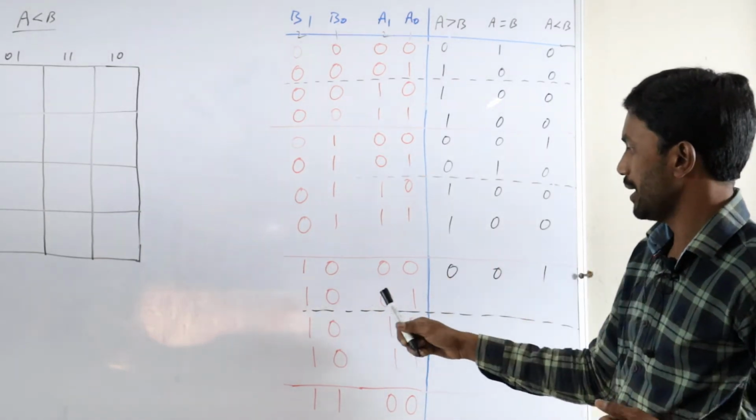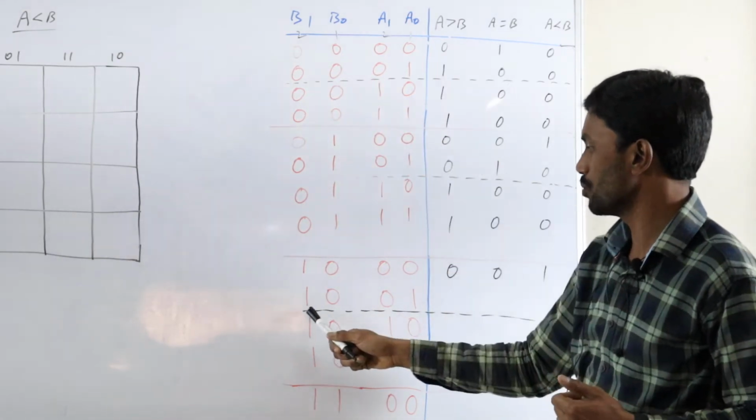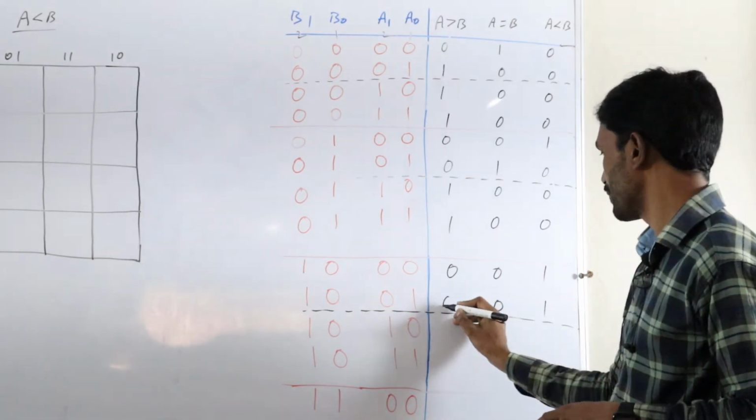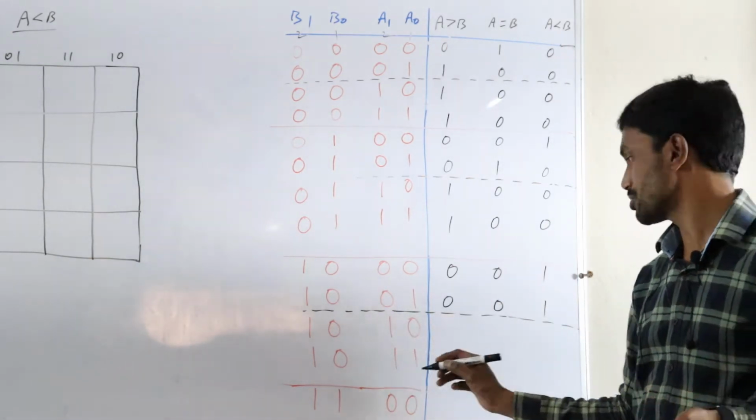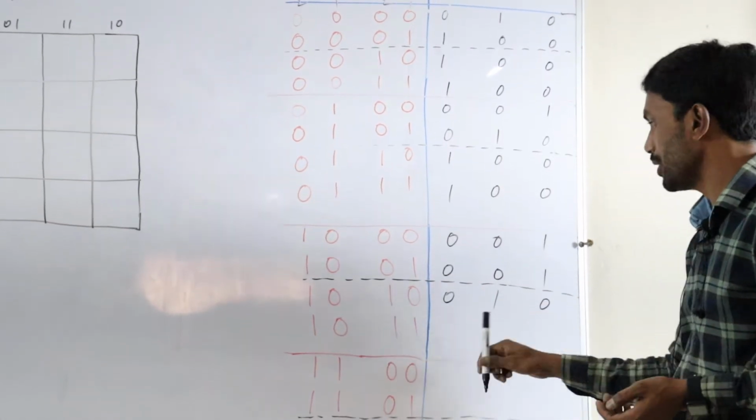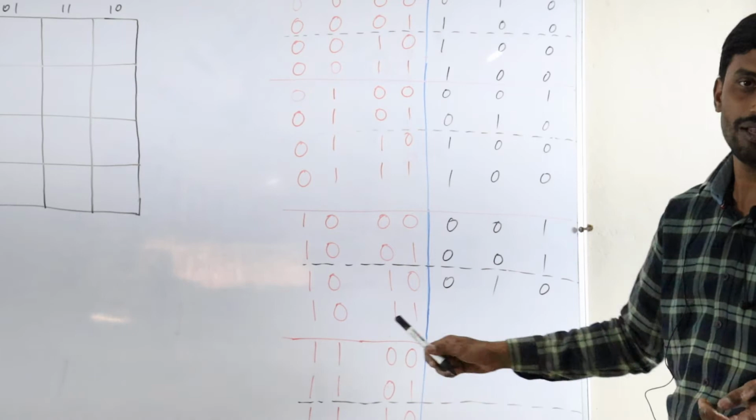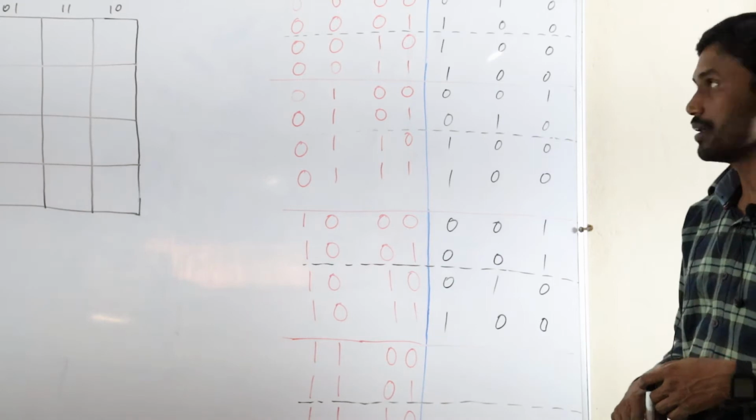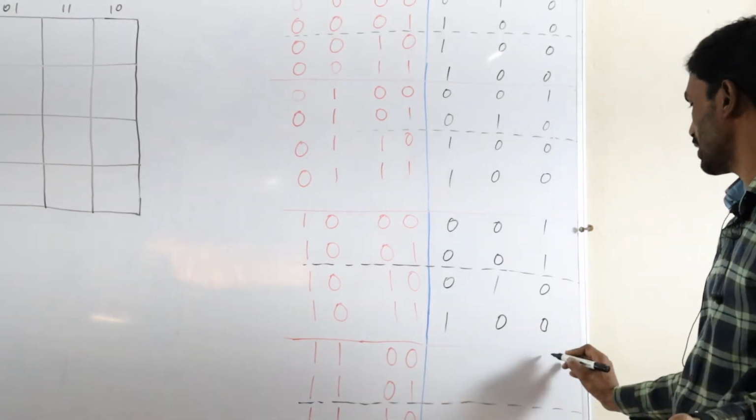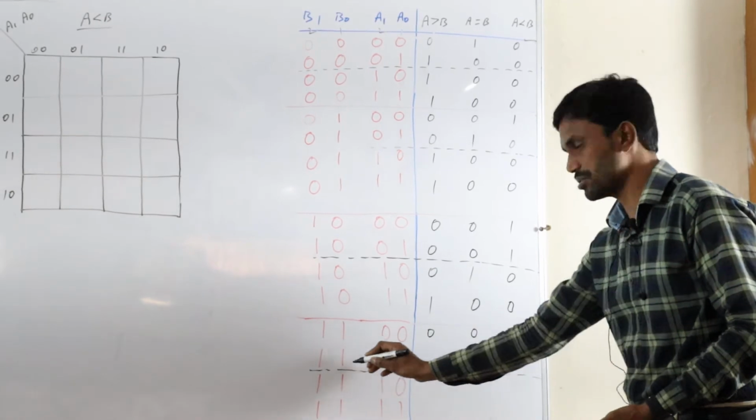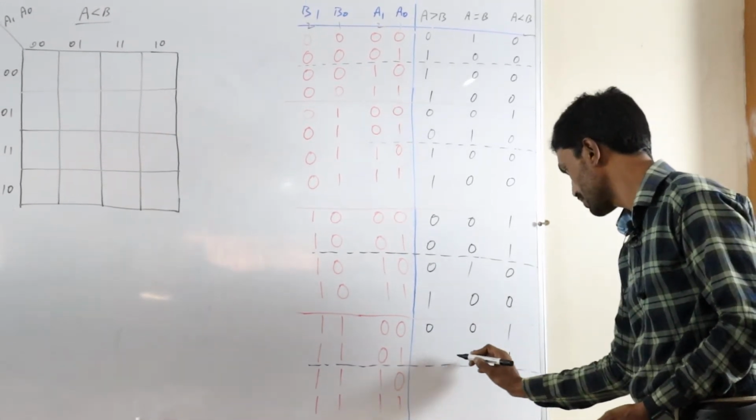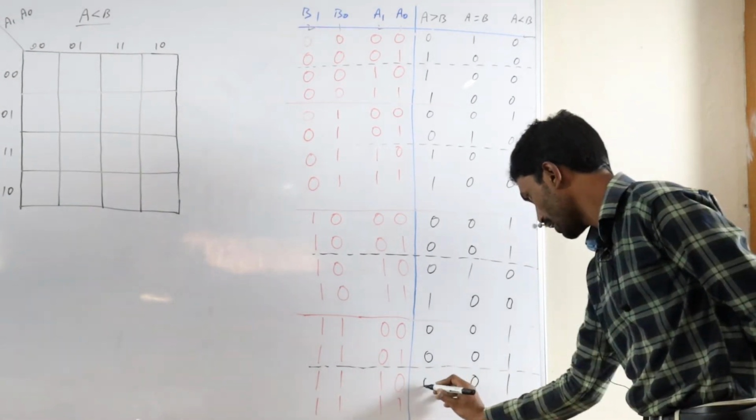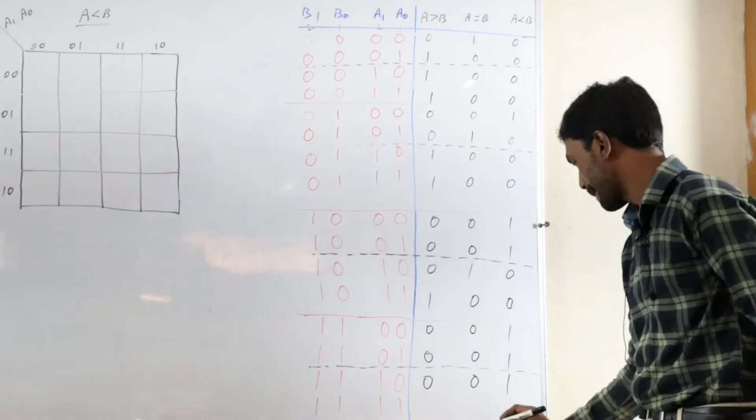Now B is 2, A is 1, so you see this is the binary equivalent of 2, this is 1, so B is greater. Now both are equal, B is 2, A is 2. Now here A value is 3, B value is 2, so A is greater, these 2 will be 0. Again B value is 3 here, so B is greater of course. B is 3, A is 1, B will be greater. B is 3, A is 2, B will be greater. And both are 3, equal.